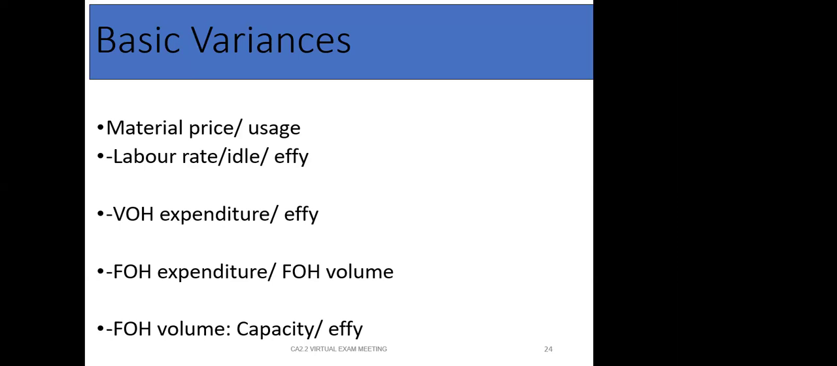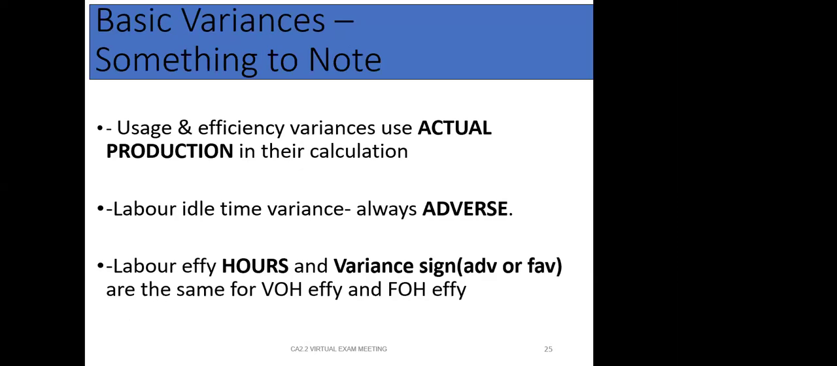The concentration in the DA9 paper is more on the advanced variances, but in the exams, even the basic variances are also included. Now, something to note about variances. Please note that usage and efficiency variances use actual production in their calculation. Whether you're using a formula approach or descriptive approach, for you to calculate usage variances and efficiency variances, make use of the actual production in your calculation.